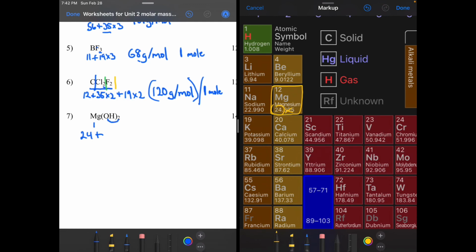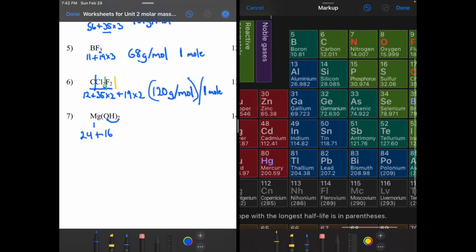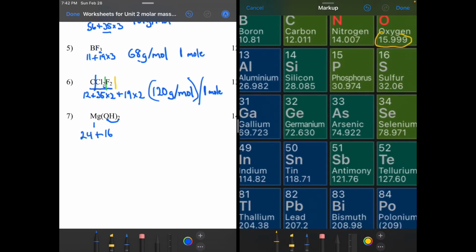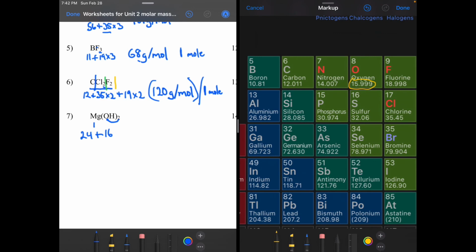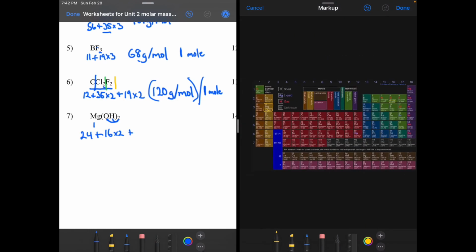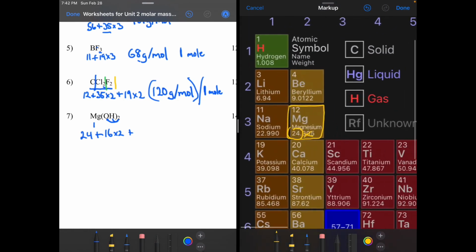So this is going to be 24 plus we have 2 oxygen, because this distributes in. So we got 16. I'll show you where I got that from. Oxygen is 16 right here. And that's going to be times 2. And then we have 2 hydrogen, and hydrogen is 1. So that's going to be plus 1 times 2.